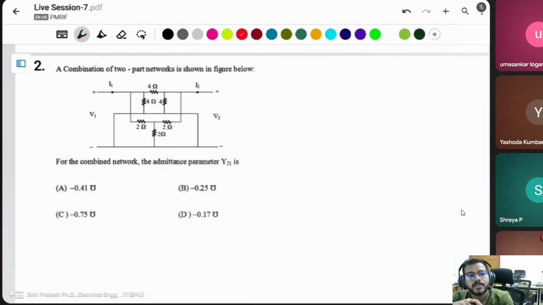In this case, you can see the combination of two-port networks, which means they are connected in parallel to each other. Then you can divide this parameter in two parts. In parallel combination, voltage will be the same, but current will be different. And to find the admittance parameter, the Y parameter, you simply add both currents in a single equation.